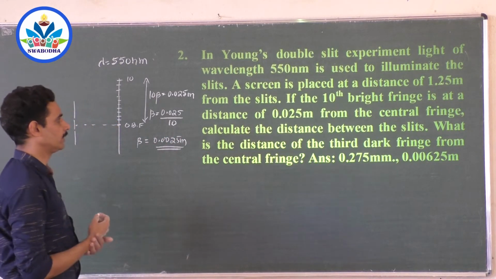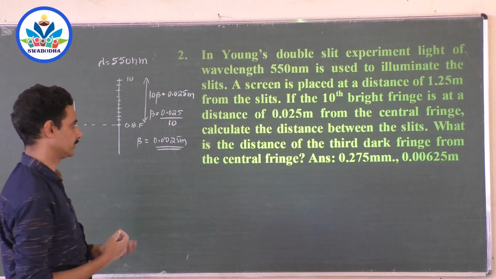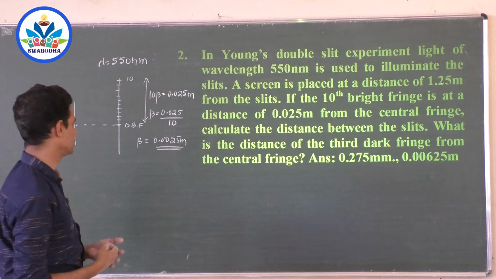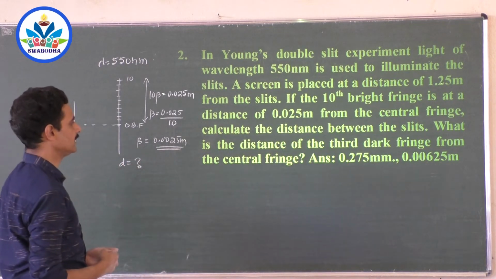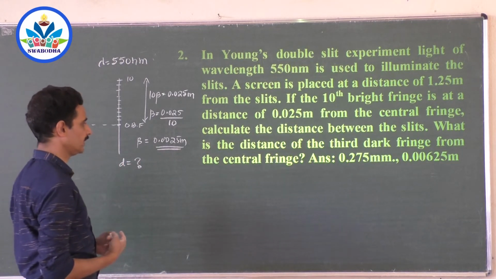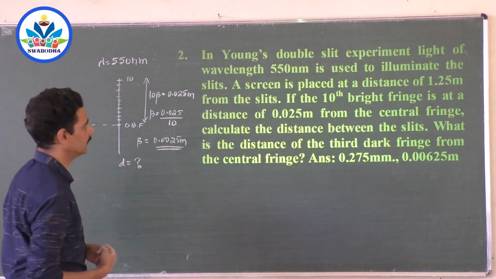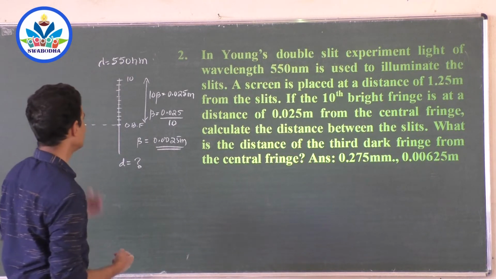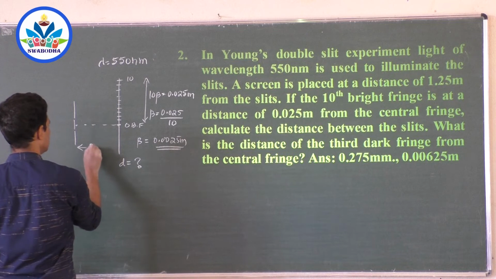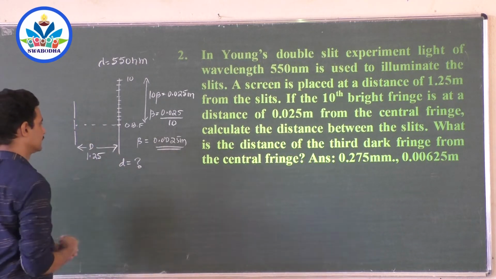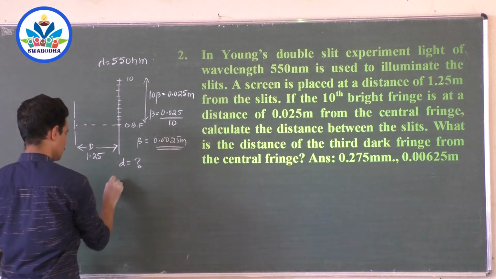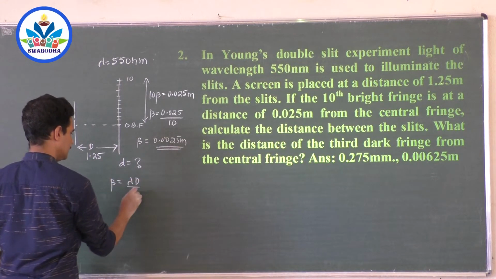The 10th bright fringe is formed at a distance of 0.025 meter from the central fringe. Calculate the distance between the slits, d. And what is the distance of the third dark fringe from the central bright fringe? That we will take later. And lambda is given and the distance capital D is given. Capital D is 1.25 meter from the slits. Yes. Now beta is equal to lambda D by d.